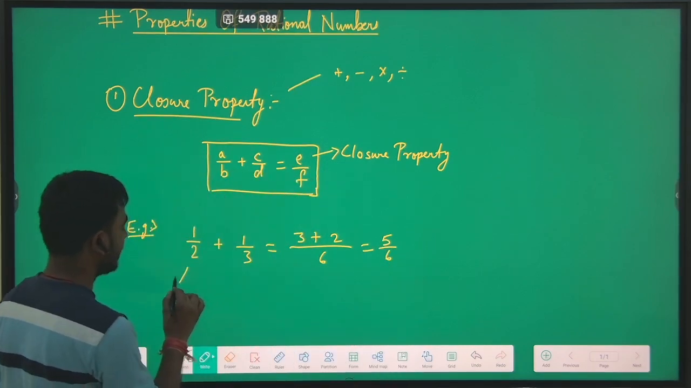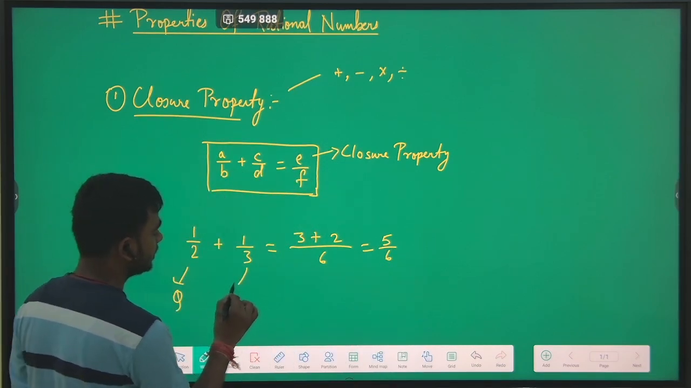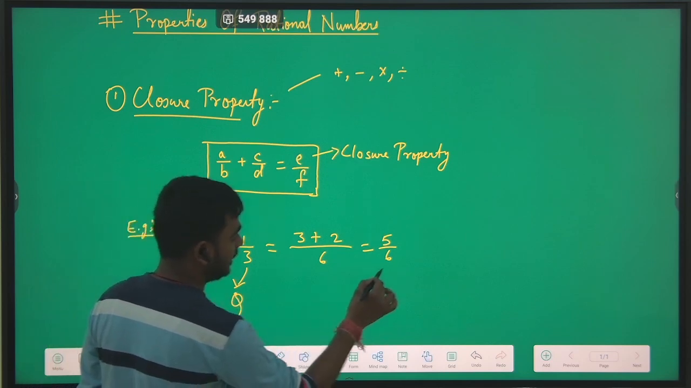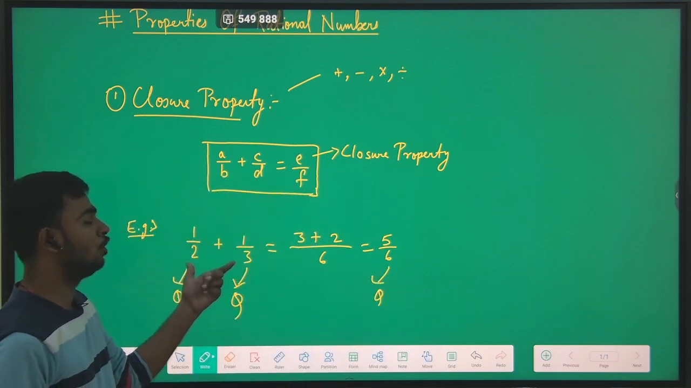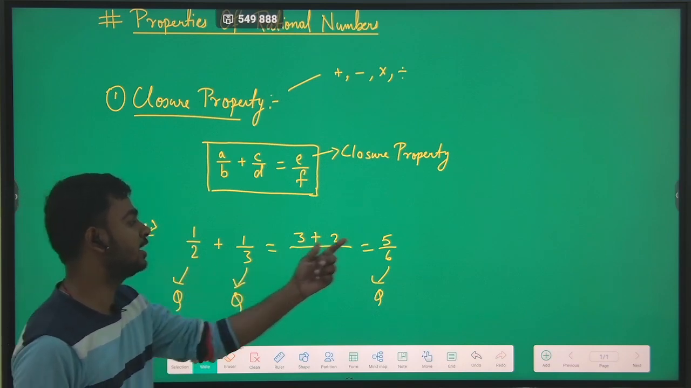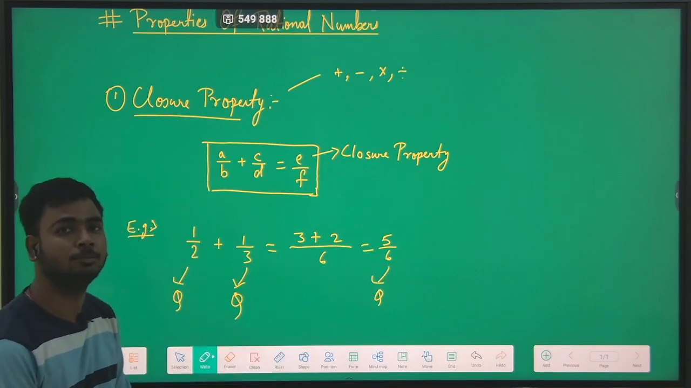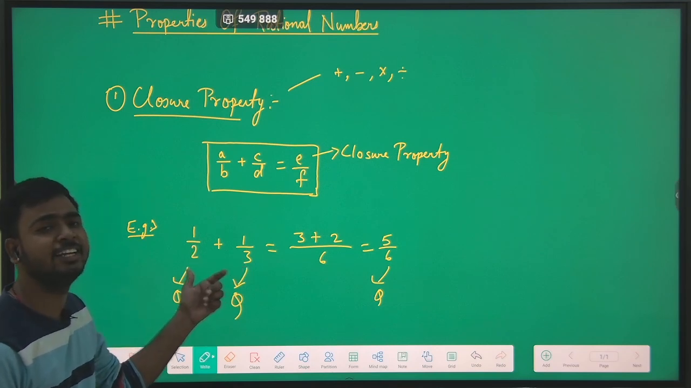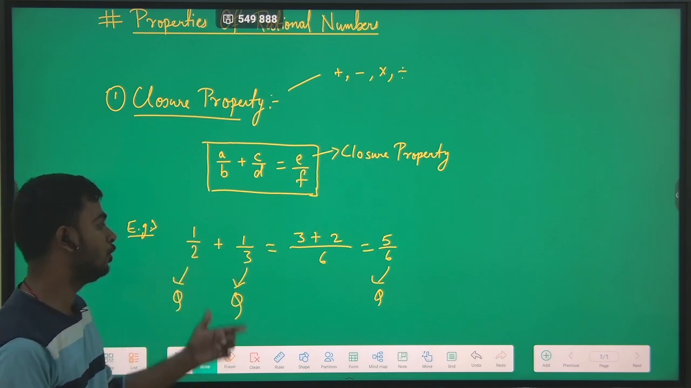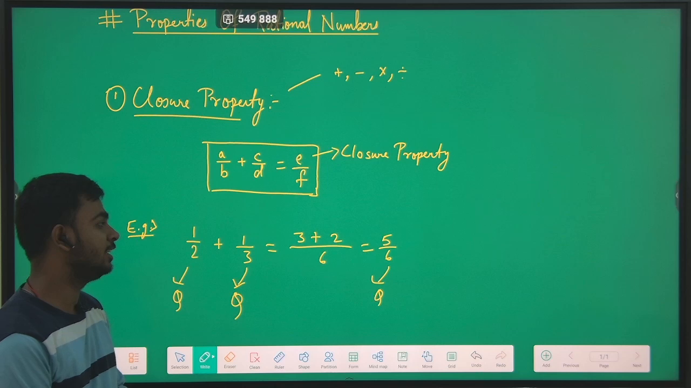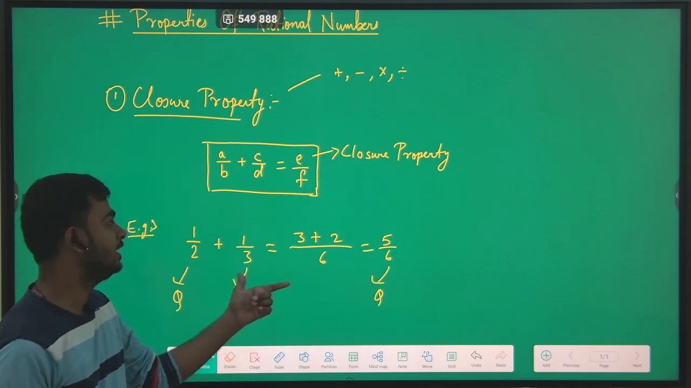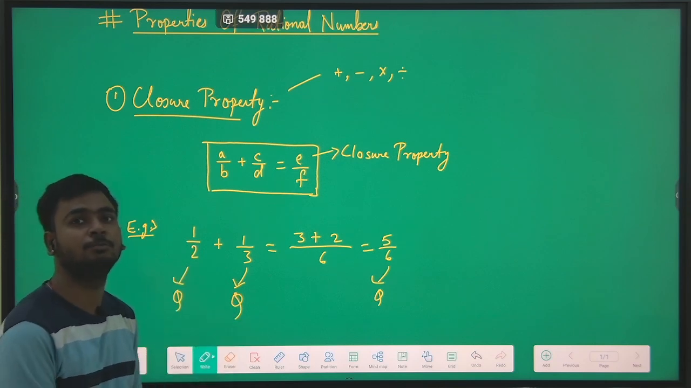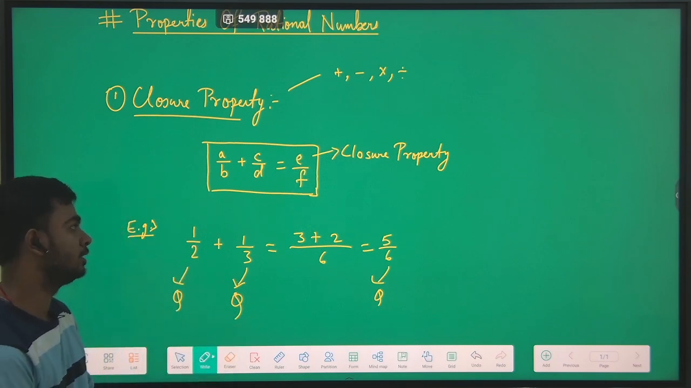So this was a rational number, this was a rational number, and again we got another rational number. So on operating two rational numbers, we are getting another rational number. Similarly, if we take any two rational numbers and operate them with addition, then we will get another rational number. So in this way, we can say that under addition, rational numbers follow closure property.